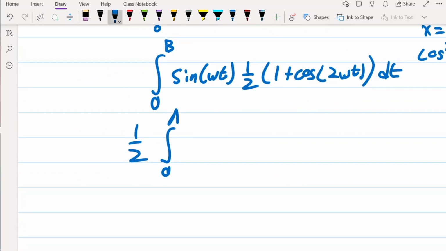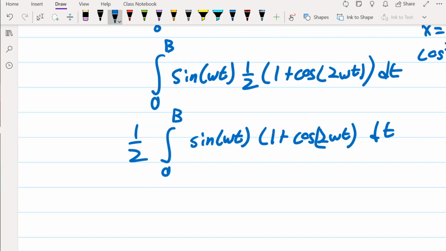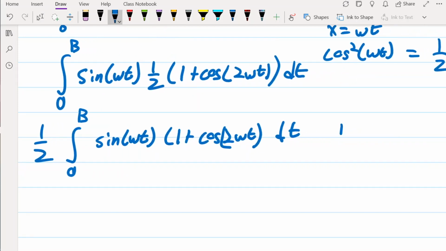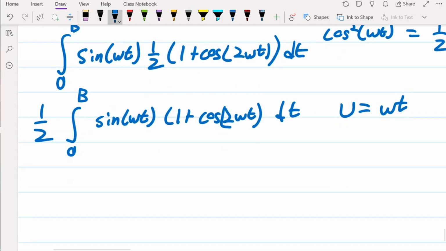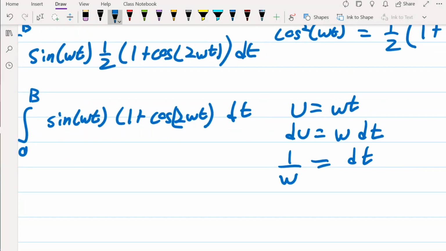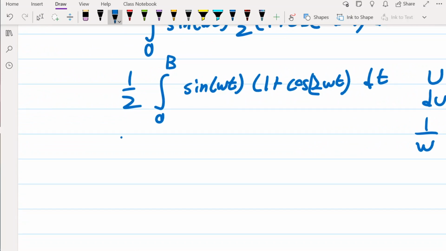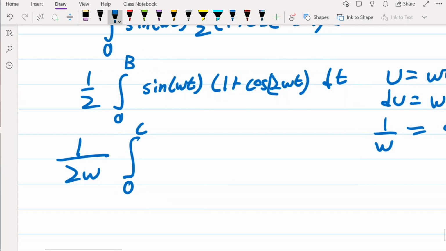We can take this 1/2 out to the front. So it's going to be the integral from 0 to beta, where beta is just any time after 0, of sine wt times 1 plus the cosine of 2wt dt. And we might as well use substitution real quick. We set u equal to wt, which means du is equal to w dt, which means 1 over w times du is equal to dt. So we're going to take 1 over w out to the front, so 1 over 2w from 0, and we're going to now use c to represent the new bound, as we're changing our bounds with u substitution. So we'll use c as our placeholder.